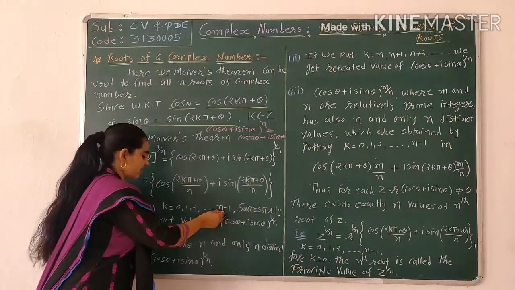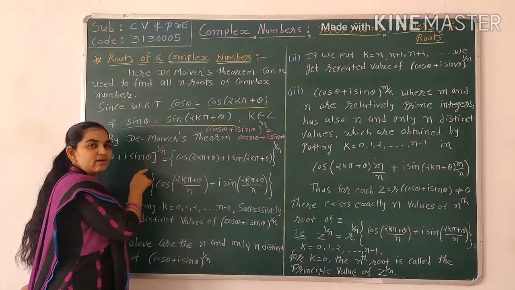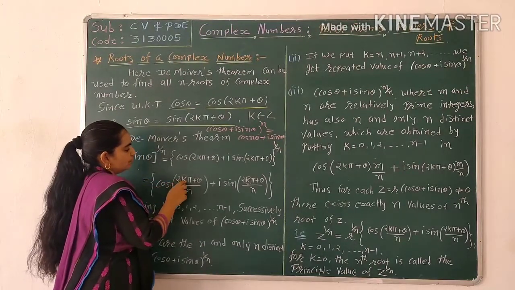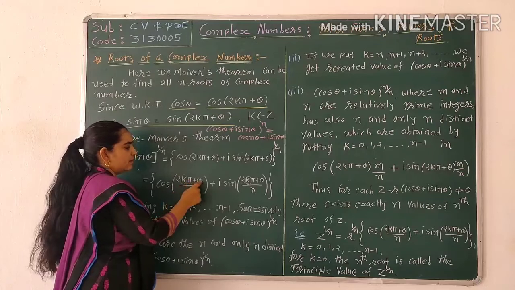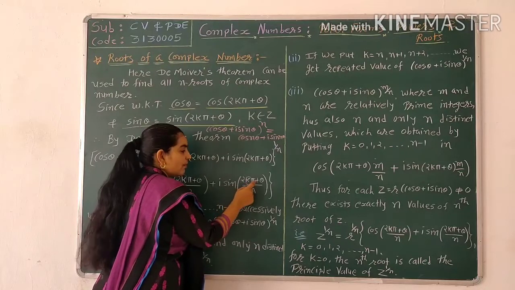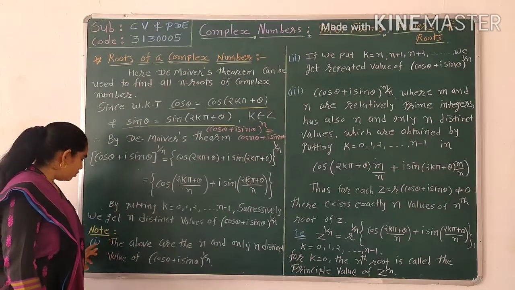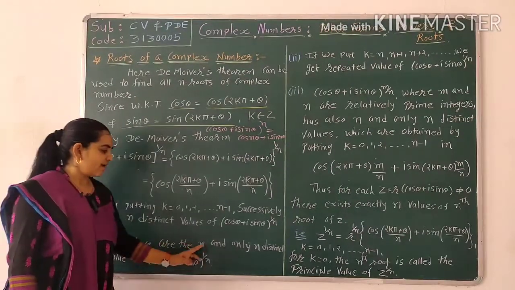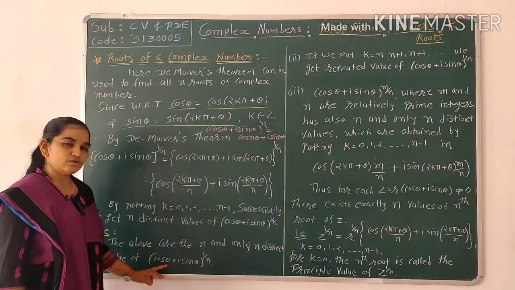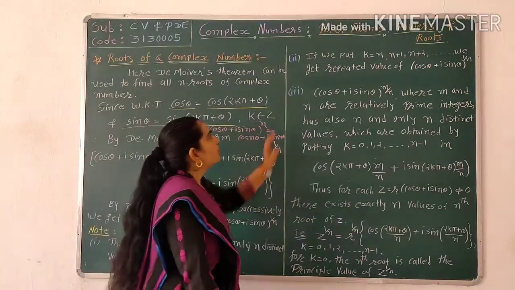Similarly, we have to put k equal to n minus 1. Then we can write (cos theta plus i sin theta) raised to 1 upon n is equal to cos ((2(n minus 1) pi plus theta) by n) plus i sin ((2(n minus 1) pi plus theta) by n). Now, note number 1: the above are the n and only n distinct values of (cos theta plus i sin theta) raised to 1 upon n.